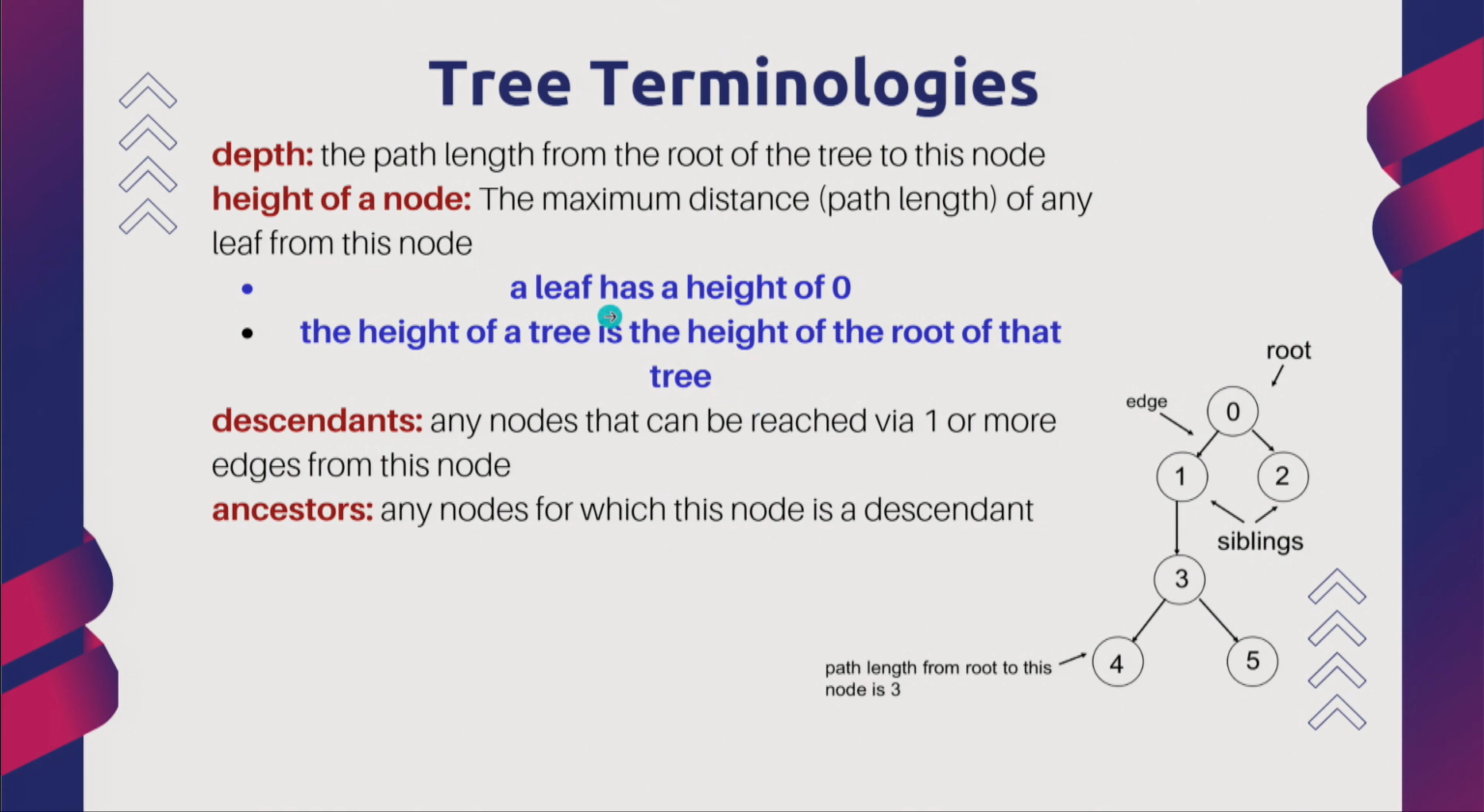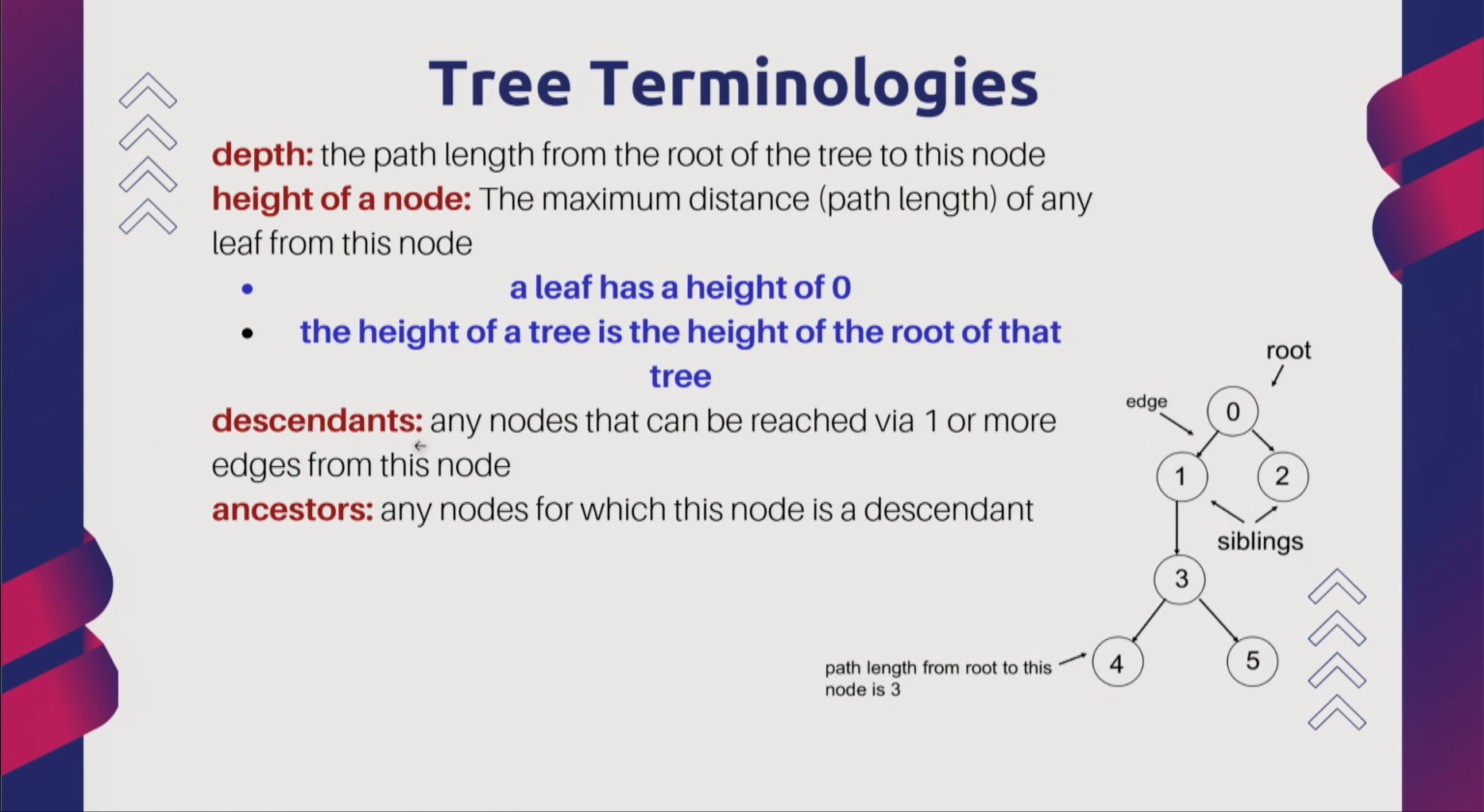So, we always say that a leaf node is at height 0, and we also say that a root node is at depth 0, and always the height of the tree is the height of the root of that tree. And other than that, we learnt about ancestors and successors. Also we can say them as descendants.